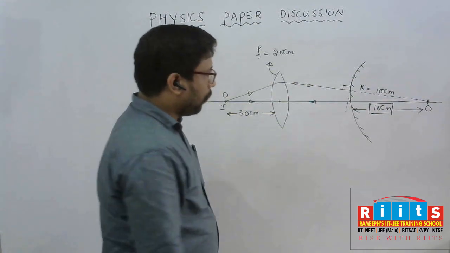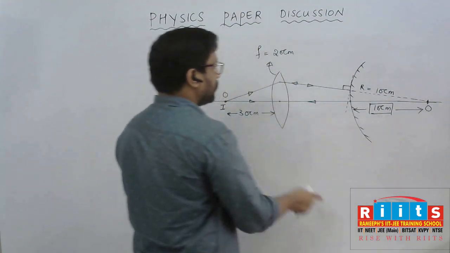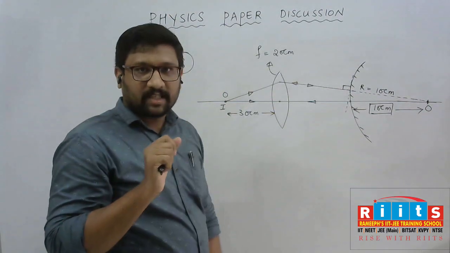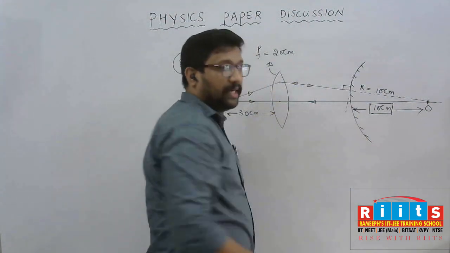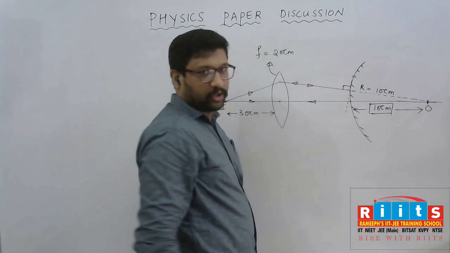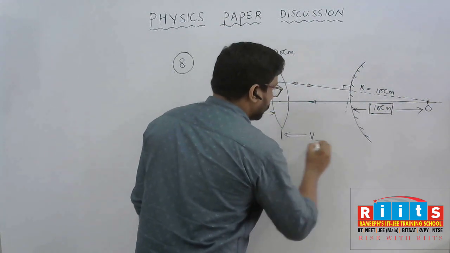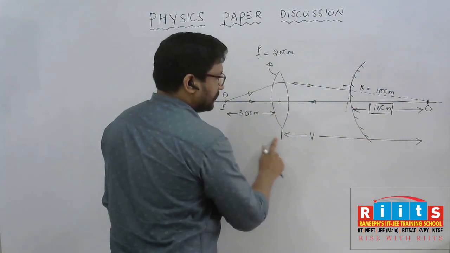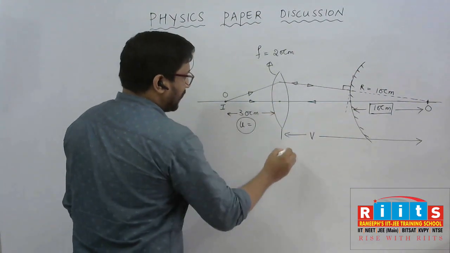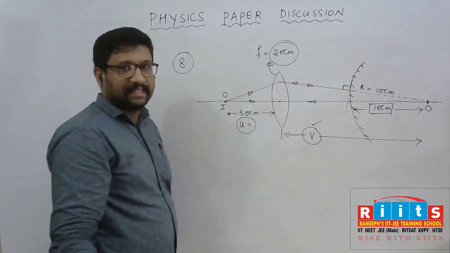And one more thing, what will be this point O? This point O is the image location of this lens if we are not placing this mirror. If the convex mirror is not at this position, definitely a real image has to be formed at point O. So how can we find the location of the image from this lens? That is nothing but this v. Since you know the value of u as well as the focal length for this lens, you can find out the value of v easily, isn't it?